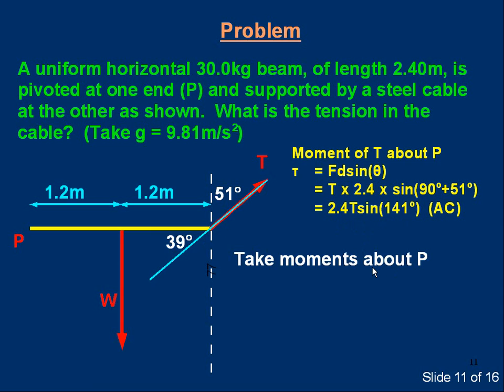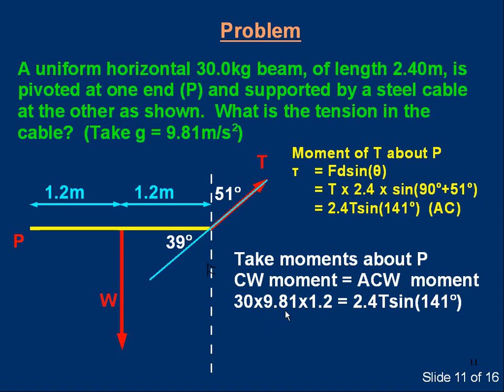Now we're going to use our principle of moments. Taking moments about P, we can say that the clockwise moment will equal the anti-clockwise moment because the thing is in equilibrium. What's the clockwise moment? It's the moment produced by the weight. It's this force times this distance. No funny angles, it's a 90-degree angle. So the clockwise moment is going to be 30 times 9.81, mass times g, so weight downwards, times 1.2, the distance. That will equal the anti-clockwise moment produced by the tension. It will equal 2.4 T sine 141. There we've got an equation.